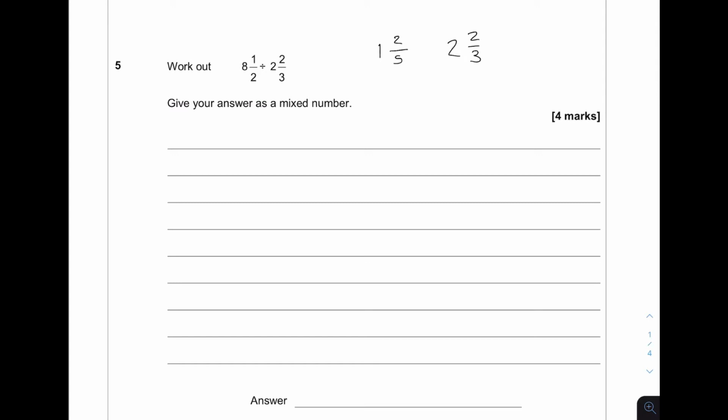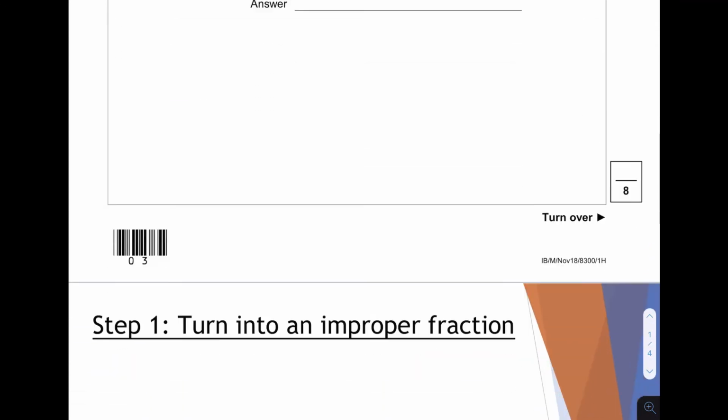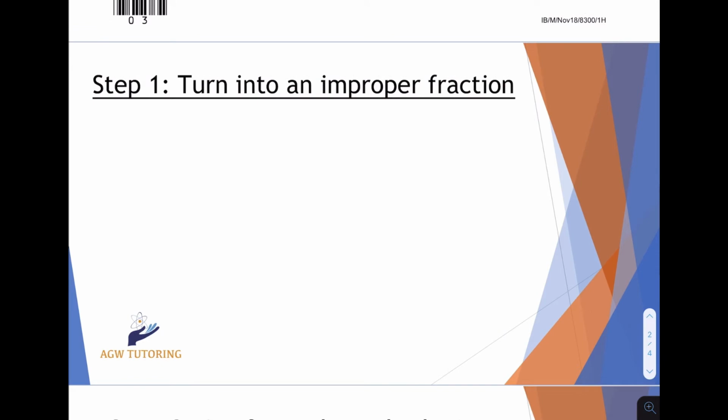So the way we work out these sort of calculations is firstly turn the mixed numbers into improper fractions. Now an improper fraction just means a fraction that has more on the top than it does on the bottom. So there'll be more in the numerator than there is in the denominator. Whereas a normal fraction, you're expecting it to be part of a number, like a half or 2/3. An improper fraction will have more on the top than on the bottom. And that's what you're going to get when you convert these mixed numbers.